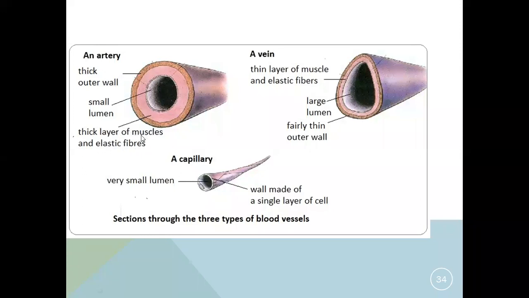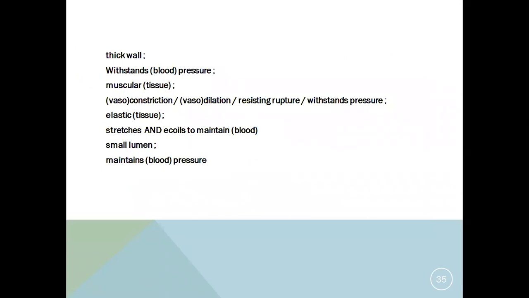The thick layer of muscle also helps in vasoconstriction and vasodilation, and the elastic fiber stretches and recoils the blood vessel. Here the blood is moving at high pressure. You can study here, please. Thick wall withstands blood pressure, okay. Muscular tissue helps in vasoconstriction and vasodilation. Elastic tissue stretches and recoils to maintain the blood, and the small lumen maintains the blood pressure.